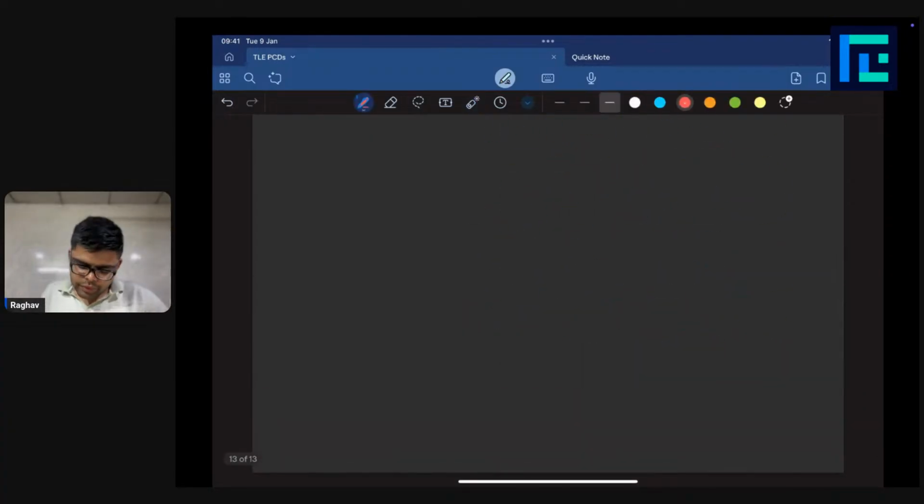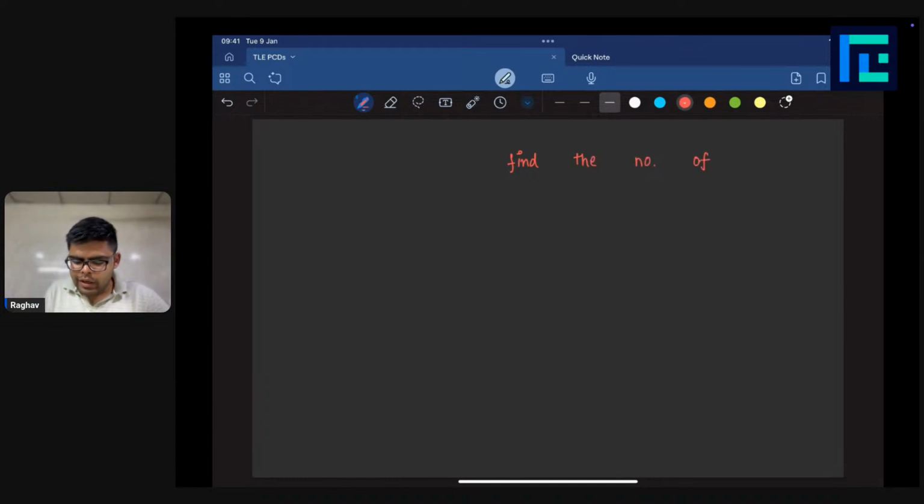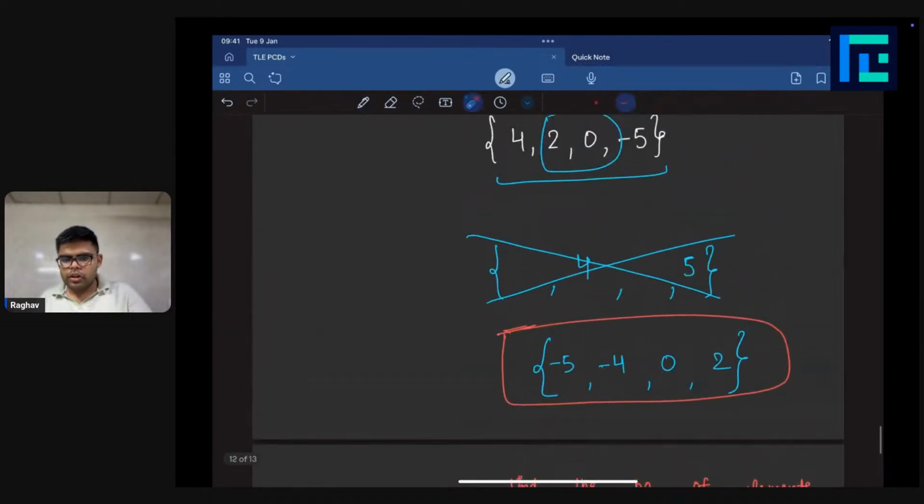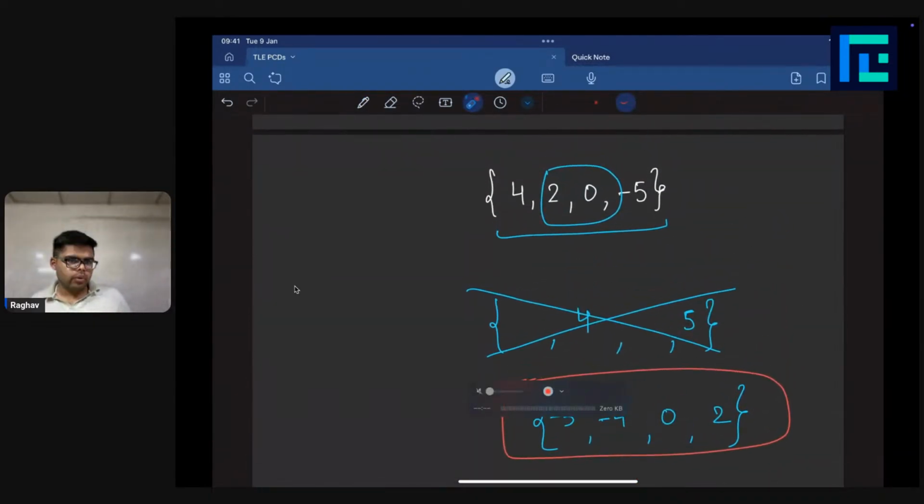So in a nutshell, the idea is you want to find the number of elements that have a smaller absolute value than the absolute value of A1. If we do this, we will know the number of integers that we cannot control.